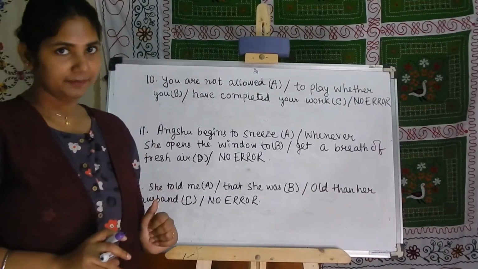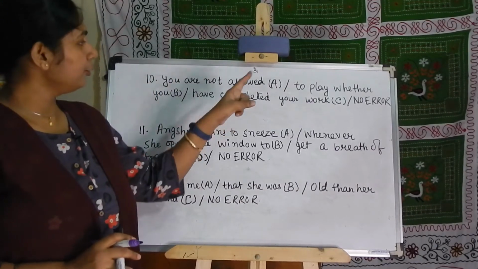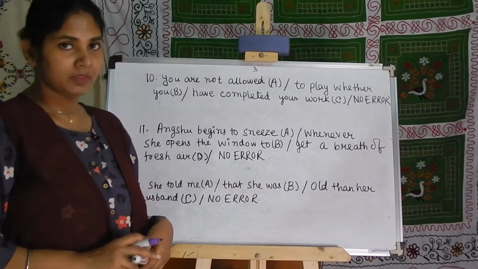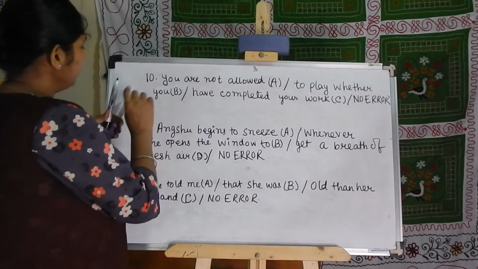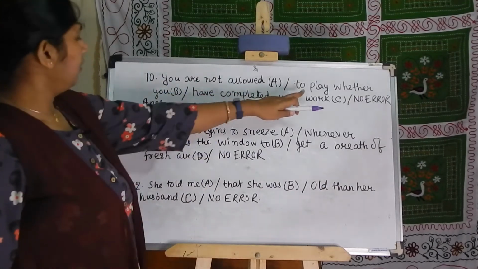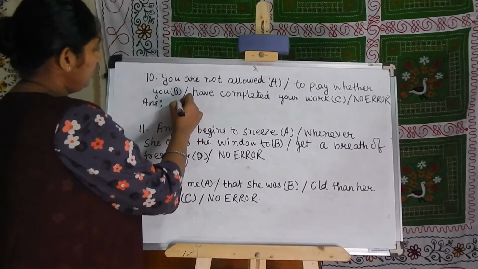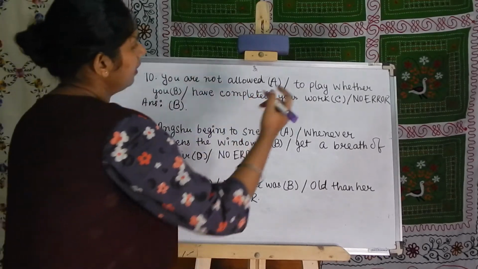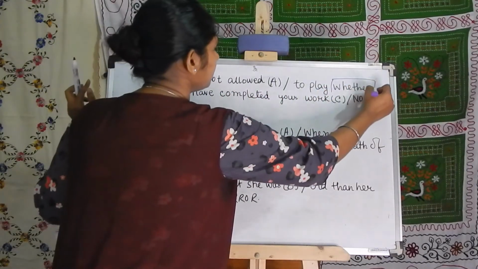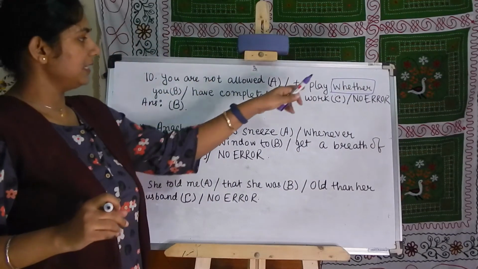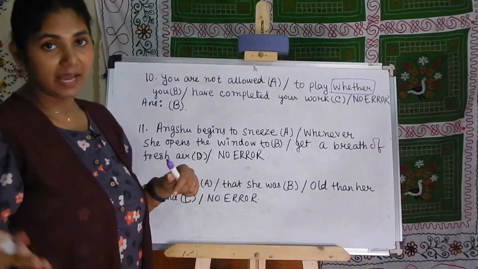Question number 10. You are not allowed to play whether you have completed your work. Where do you think is the problematic part? Section number B. And which one? Whether. To play whether you have to change whether, you have to write unless.